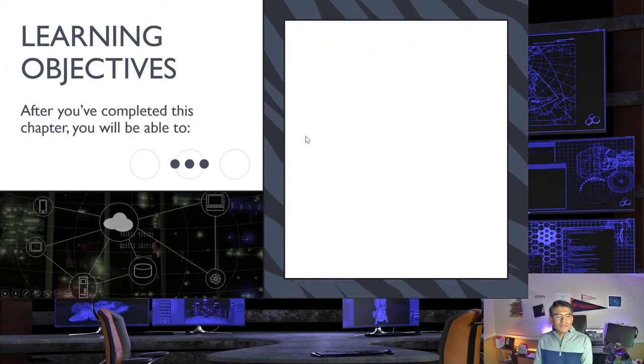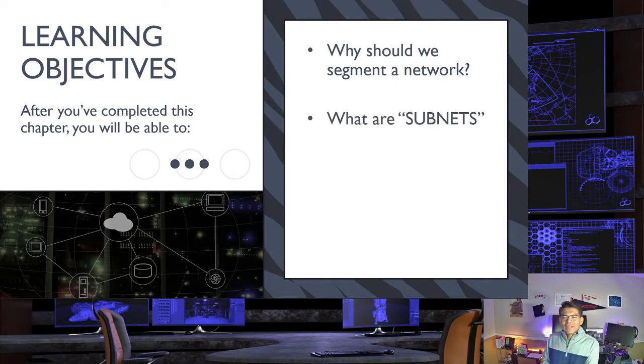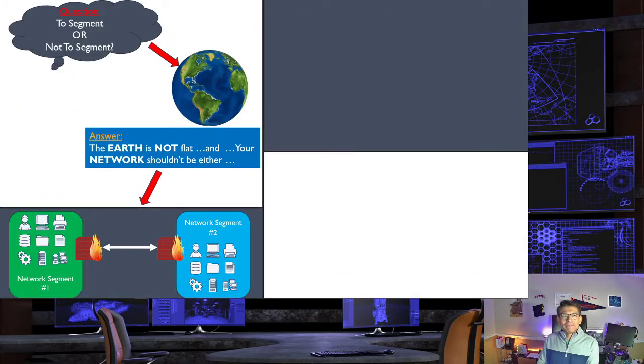The learning objectives for today are as follows. Why should we segment a network? That is an important question that we need to answer. What are subnets? That is the second question that we will be answering. And what are VLANs will be the last question that we will be answering today.